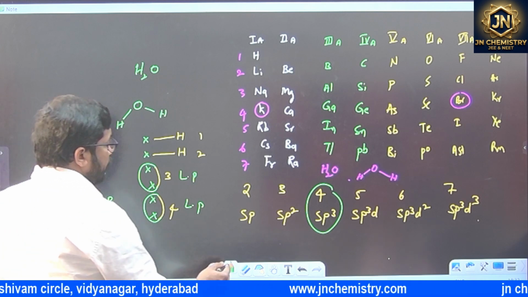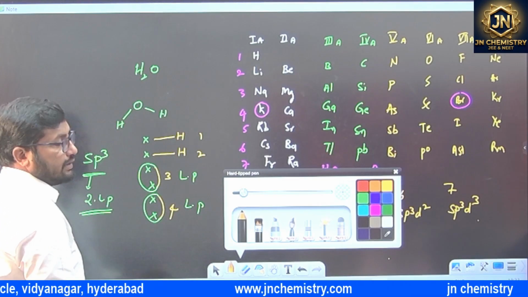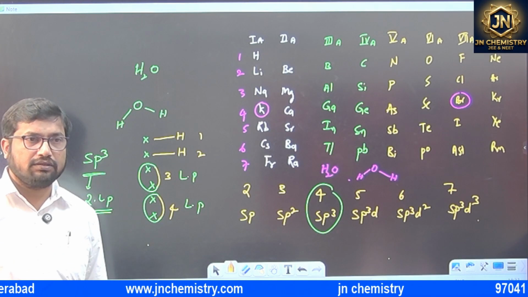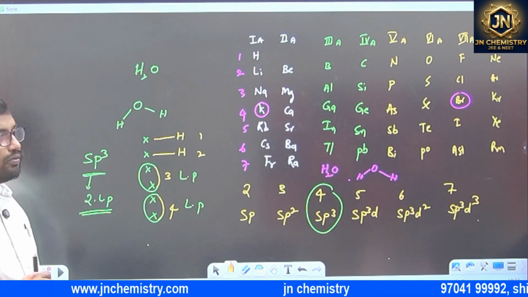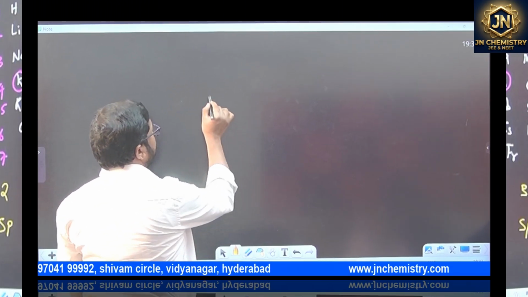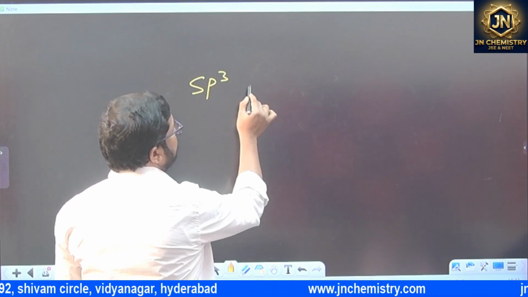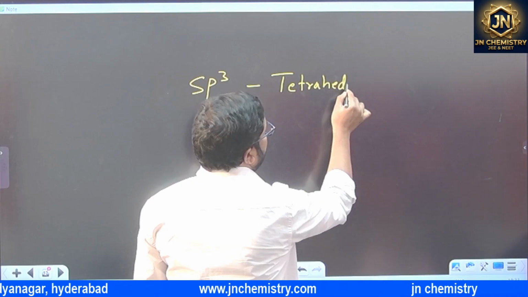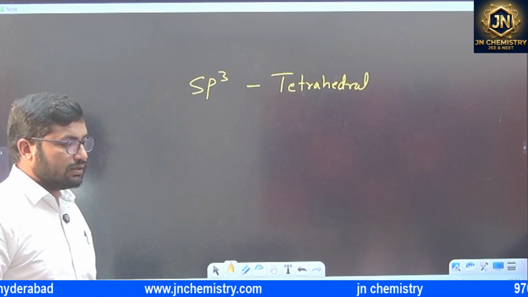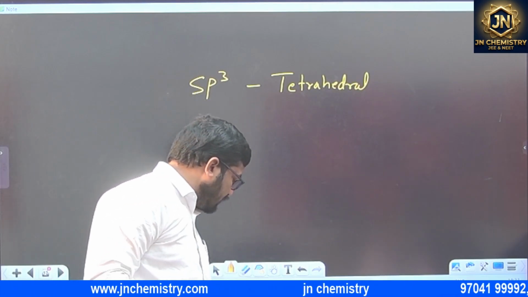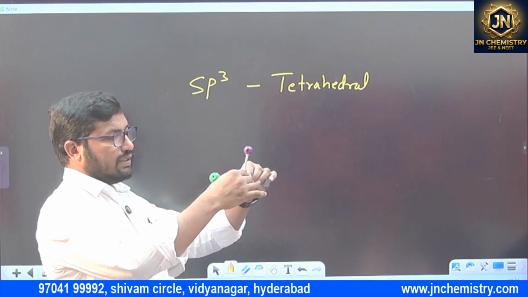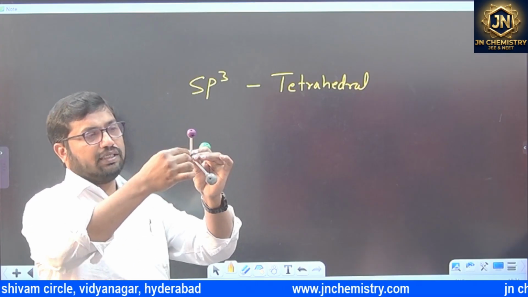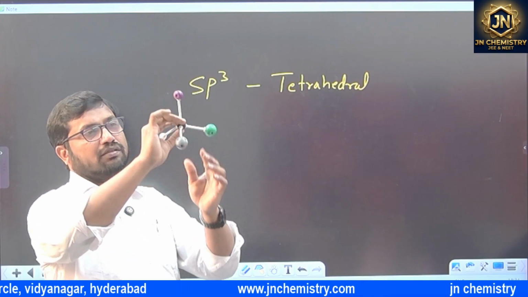So here is one more important thing, right? sp3 is generally tetrahedral shape, but whenever lone pairs are coming, the shape is changing. Right now, sp3 means tetrahedral shape. Tetrahedral shape, all are in 4 different directions. So tetrahedral, I'll show you. So this is tetrahedral shape. So tetrahedral means like this. Got it?